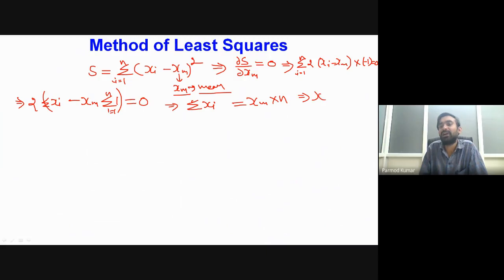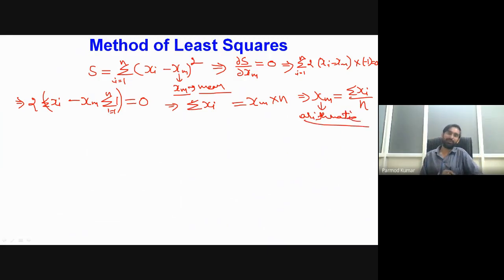So from here I am getting the value of xm, which is nothing but equal to summation of xi divided by n, which is nothing but our arithmetic mean. Okay, so that is nothing but the definition of arithmetic mean. So it means the method of least squares is telling us that if we define some mean value as the true value or true representation of the data set, then our arithmetic mean will actually give us the least deviation.